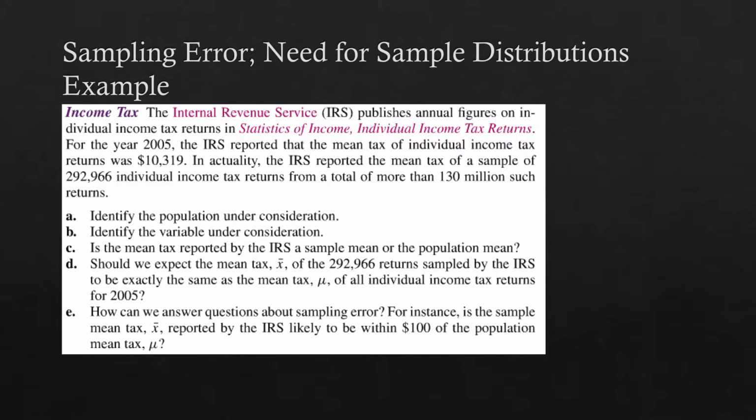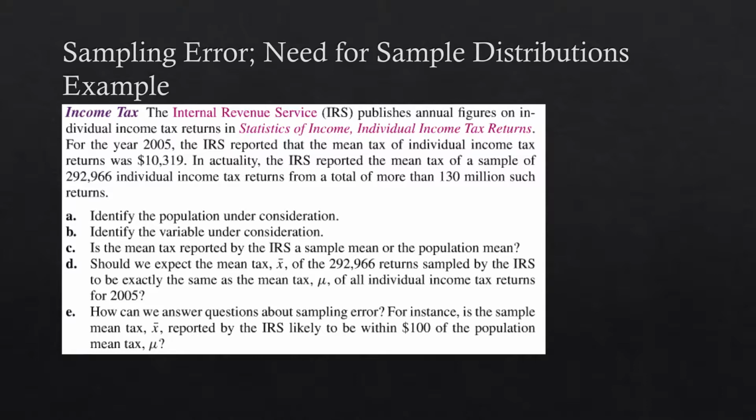Let's look at this example. The Internal Revenue Service publishes annual figures on individual income tax returns. For the year 2005, the IRS reported that the mean tax of individual income tax returns was $10,319. In actuality, the IRS reported the mean tax of a sample of 292,966 individual income tax returns out of a total of more than 130 million. So they gave us a sample, basically.